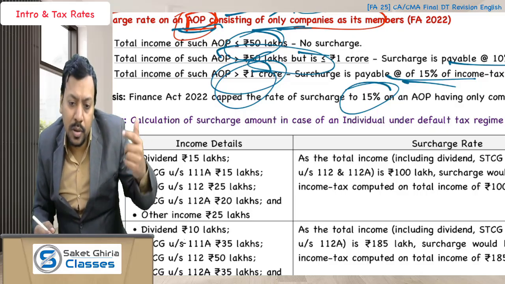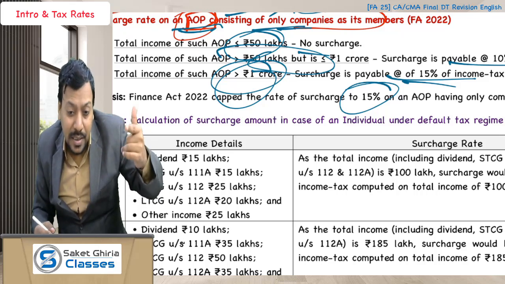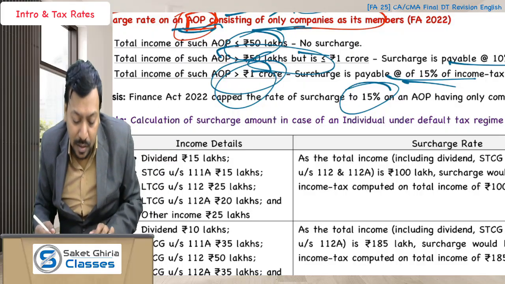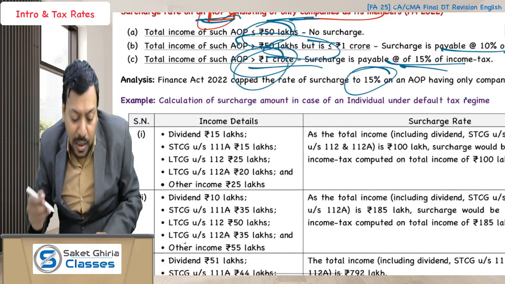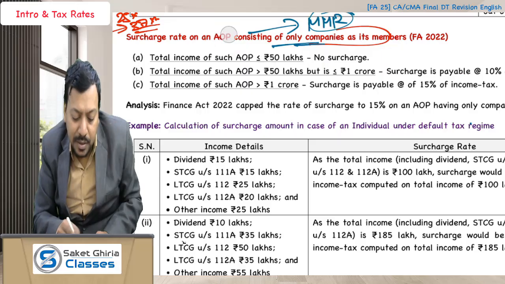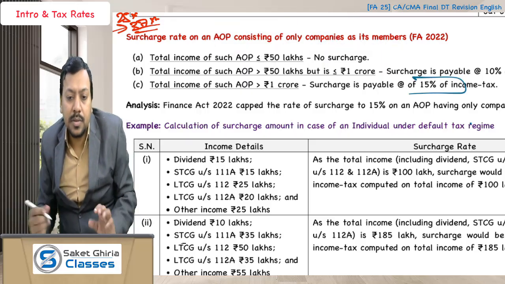But sir, what if this AOP has any LTCG under 111A, 112, 112A? It does not matter. Why? Because the maximum surcharge rate is 15%. So even if this AOP has any LTCG or any dividend income, there is no issue because the maximum surcharge rate is how much? 15%.